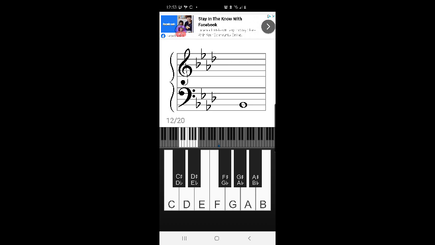That's a B-flat, because that's what it is. That's a B-flat also. And that is an F. Oh, it's wrong.